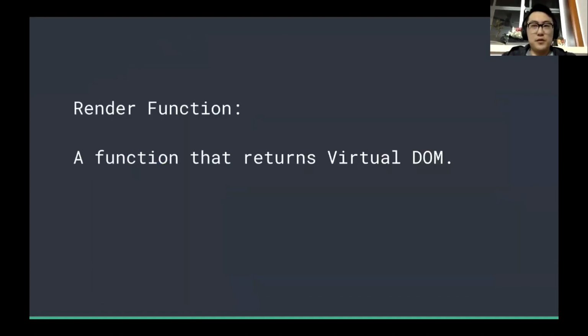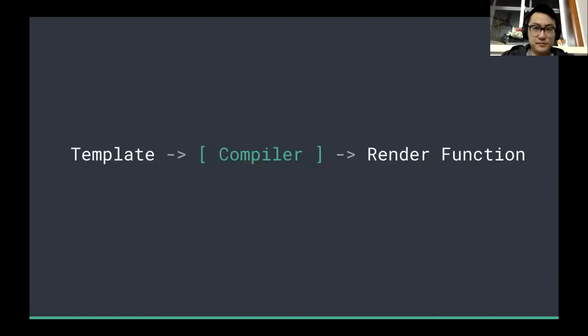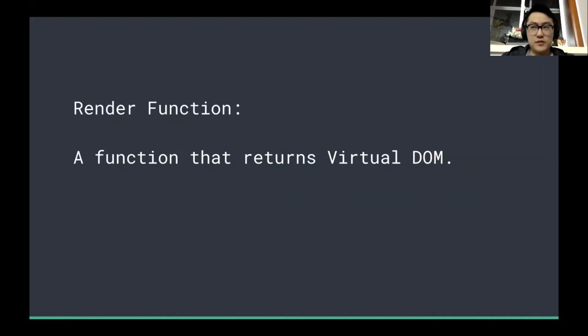Okay, so going all the way back, we've explained what the virtual DOM is, why it is important, and why Vue implemented it, and now we can finally define what a render function is. A render function is basically a function that returns virtual DOM, right? The render function returns virtual DOM, and in Vue 2, you can actually manually write render functions.